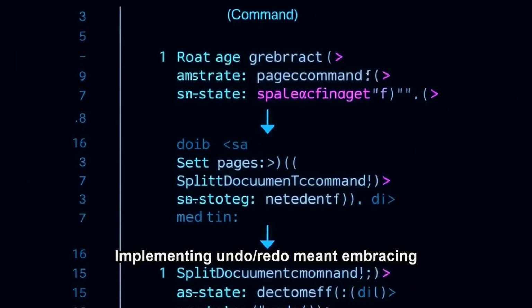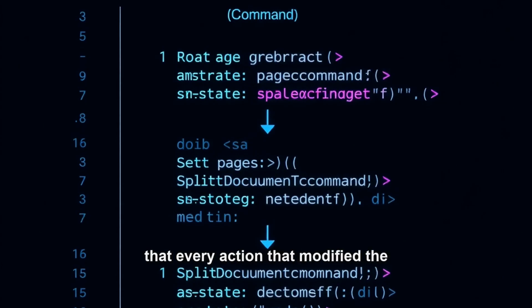Implementing undo/redo meant embracing the command pattern. This design pattern encapsulates a request as an object, thereby allowing for parameterization of clients with different requests, queuing of requests, and logging of requests. It also supports undoable operations. I defined a base command abstract class with execute and undo methods. Each specific PDF operation, like rotate page command, merge pages command, or split document command, would inherit from this base class and implement its own logic for both performing the action and reversing it.